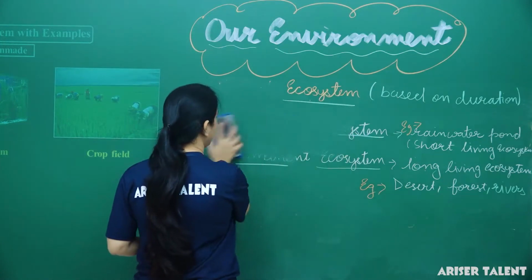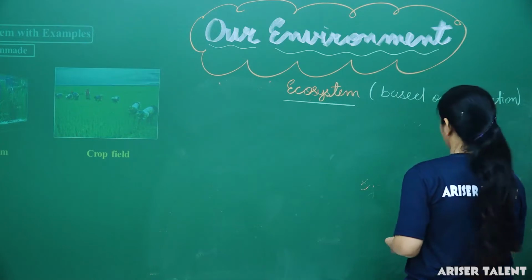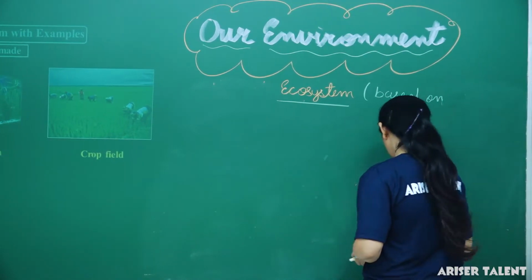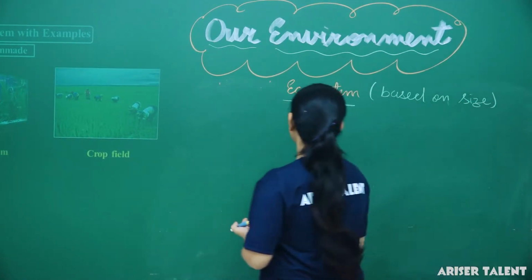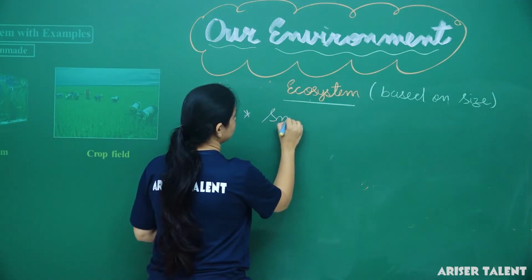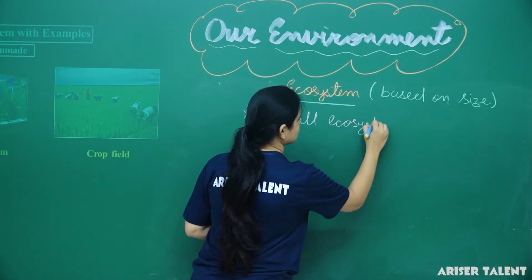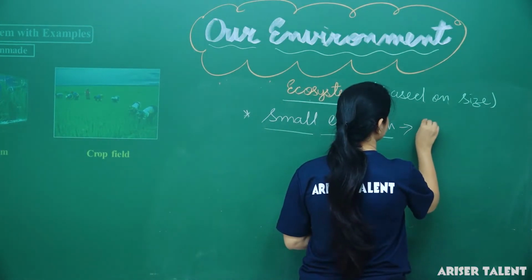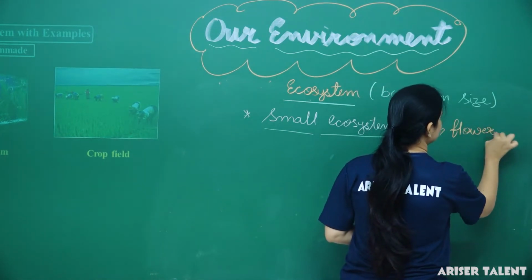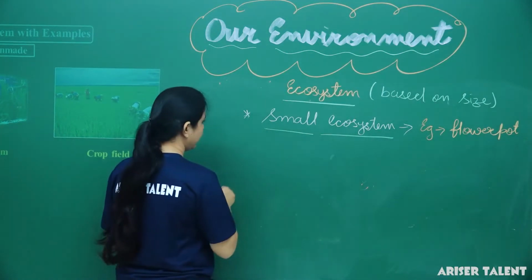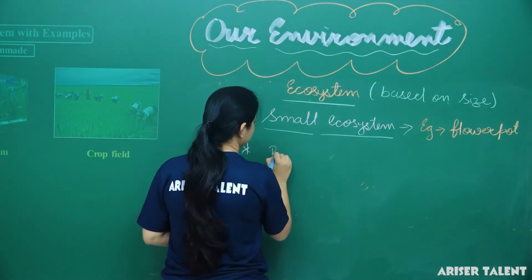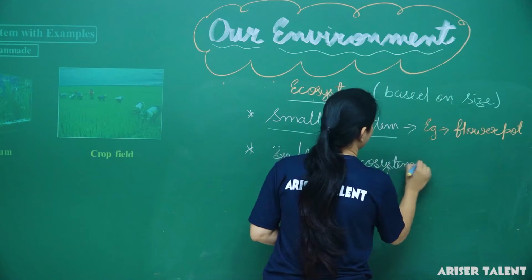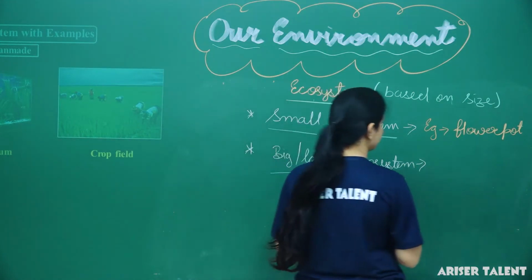Next is ecosystem based on size. So ecosystem based on size are of two types, small ecosystem. Examples of small ecosystems are flower pot and aquarium. Okay, then next is big or large ecosystem. Then what are the examples of it? Forest, desert.